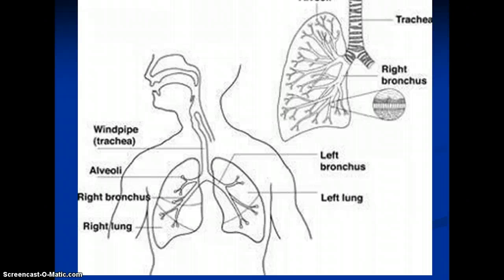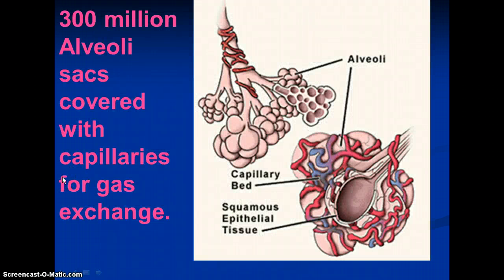Once again, a diagram showing how the trachea branches the bronchus, the bronchial tree. At the very end, you have your alveoli. You will notice that you have a gap in your left lung where the heart sits, because the heart is slightly off to the left. You have 300 million alveoli sacs covered with capillaries for gas exchange. When you cough excessively hard, you can burst these. This is a lot of alveoli sacs.